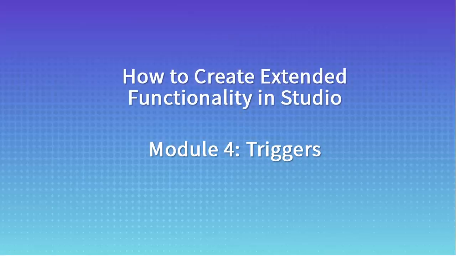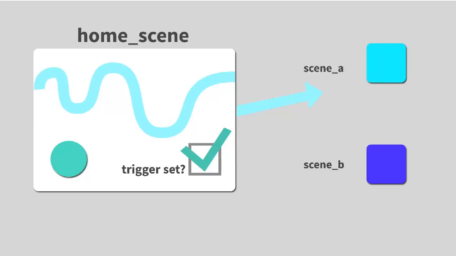A trigger allows logic to be performed when certain conditions are met by checking if the trigger has been activated. You can see in the diagram that when the trigger isn't activated, the scene will transition to scene A. When the trigger is activated from the tap gesture, the scene will transition to scene B.